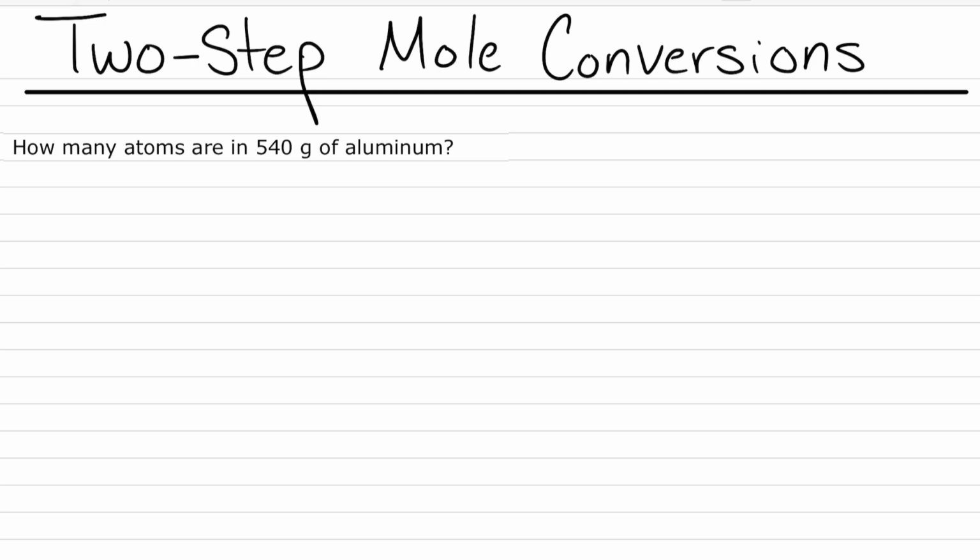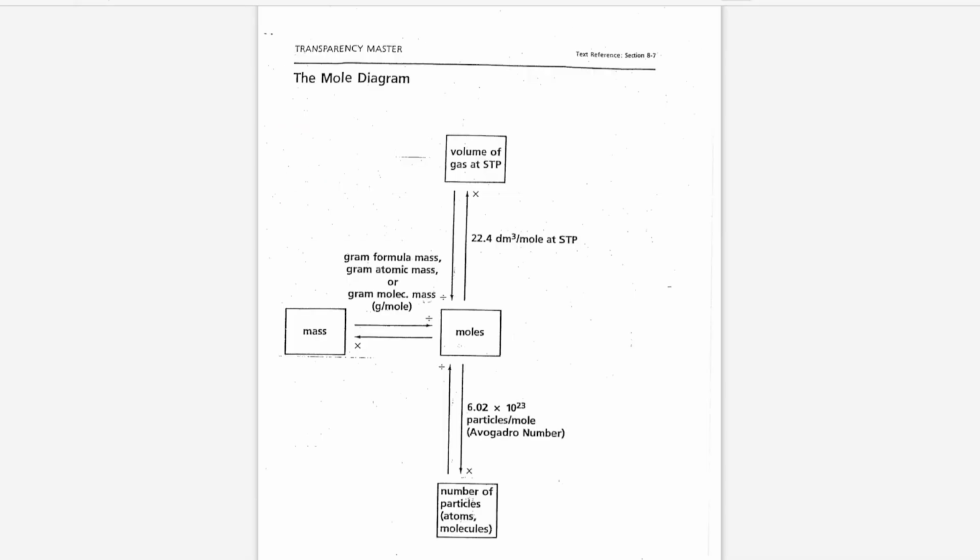And this is when it can be useful to look at our mole diagram to help us figure out what we need to do. So we're starting with mass in grams, and we want to go to atoms. If we look at the mole diagram, we are starting over here at mass, and we want to end up at atoms. So that means we're going to have to convert from mass to moles, and then once we have our number of moles, convert to our number of atoms.